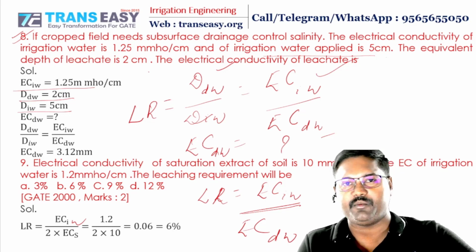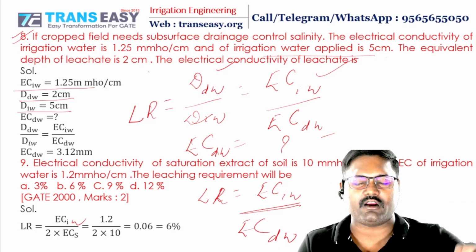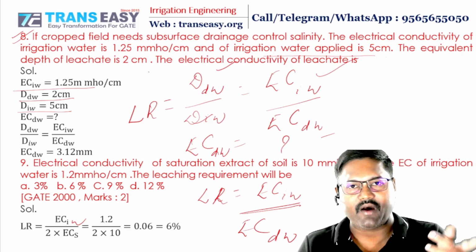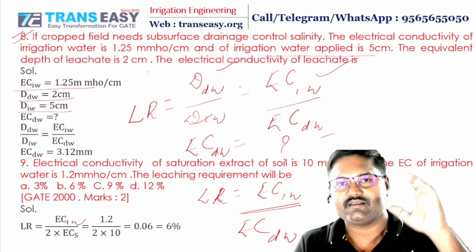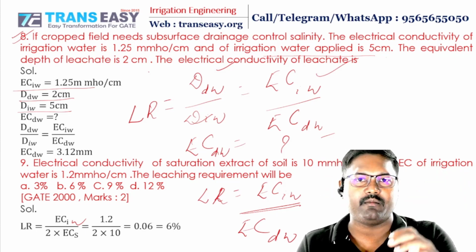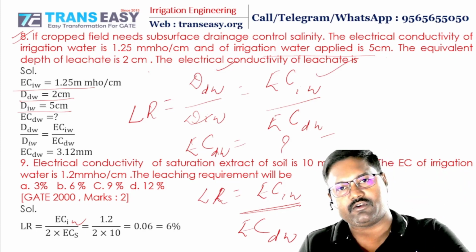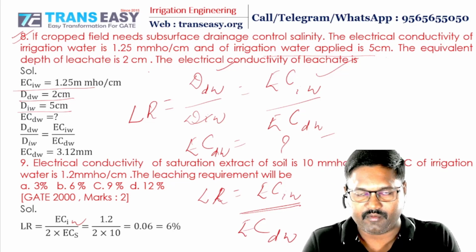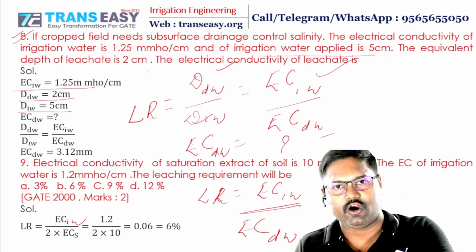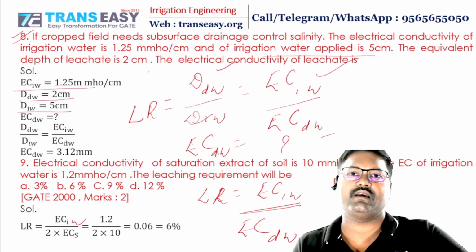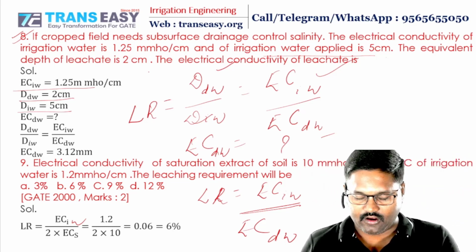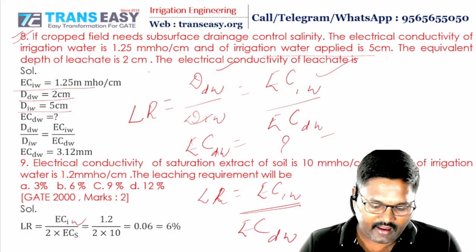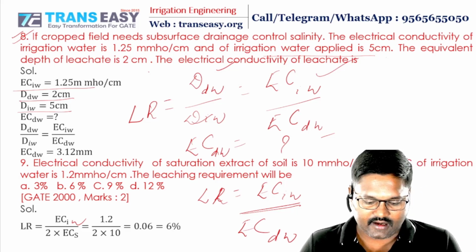Electrical conductivity of drainage water is equal to 2 times electrical conductivity of saturated extract. Otherwise, we will use 5 times electrical conductivity of saturated extract tolerated by crop for 90% or more than 90% crop yields, 5 times electrical conductivity of saturated extract minus electrical conductivity of irrigation water. So here we will use this, and 6% will be your answer.